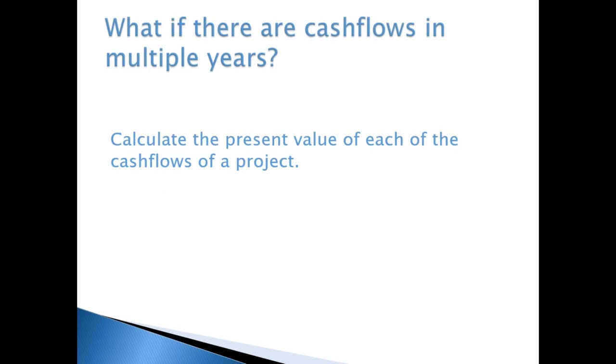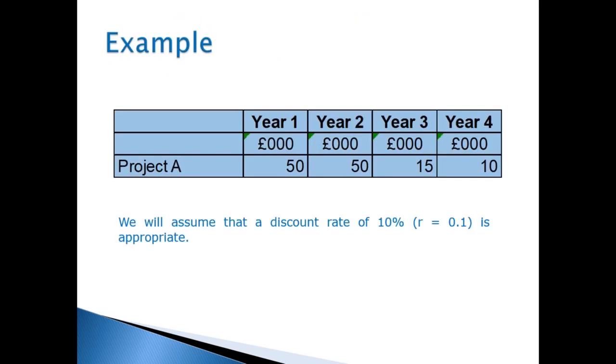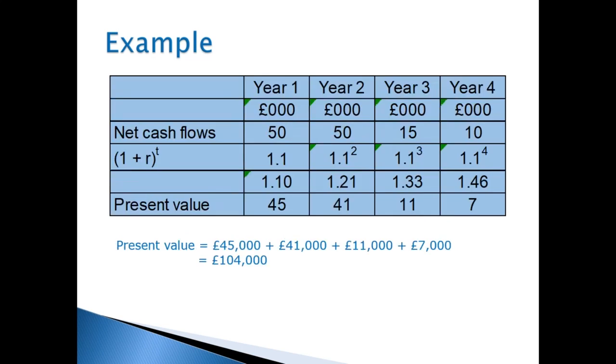Right, we've just been looking at one cash flow in year 3. What if there are cash flows in multiple years, which there usually are? So what you do is you calculate the present value of each cash flow and you add them up. So here's project A. We're going to assume a 10% discount rate is appropriate. So there are the cash flows, 50, 50, 15 and 10. There's my 1.1, my 1.1 squared and so on.